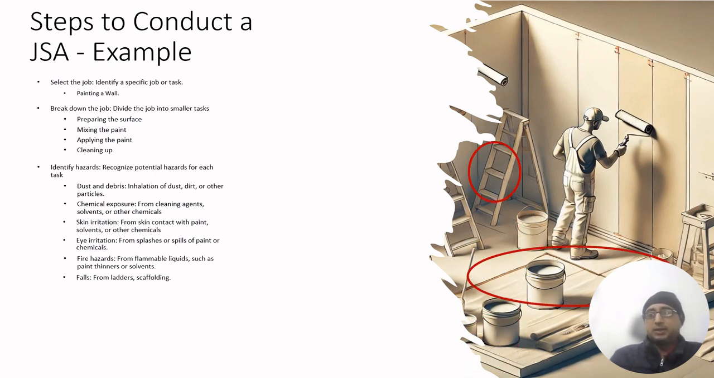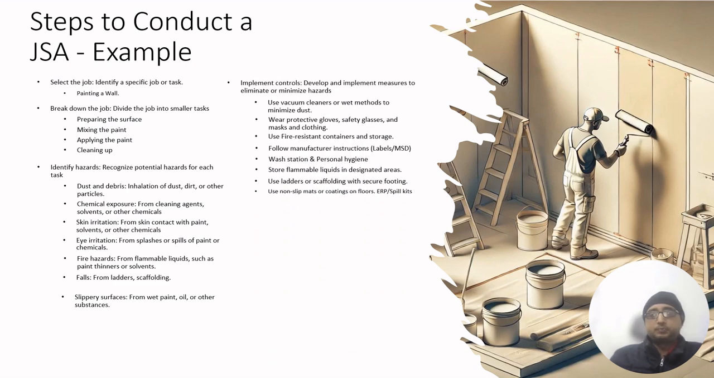Similarly, if you are using ladders and scaffolds, there is a fall hazard. You can fall from them, or even the material can fall from them. Similarly, you are dealing with liquids, so maybe your surface is slippery, so slip hazard is also there. So now we have identified the hazards. Now we have to implement the control measures. Let's see how we implement them.